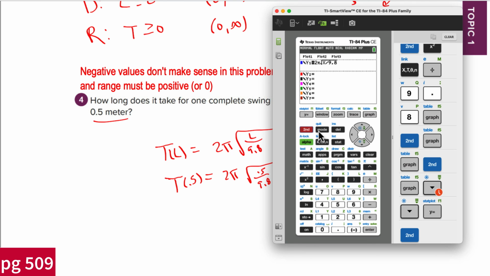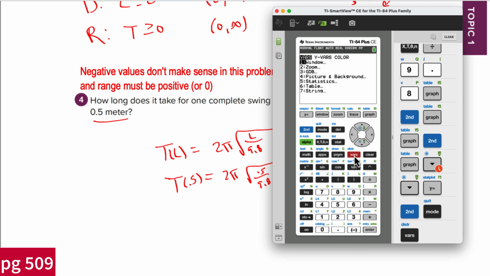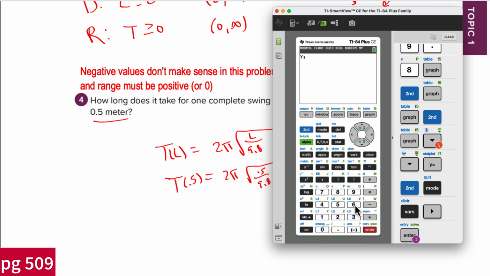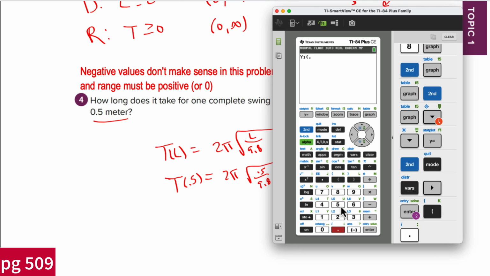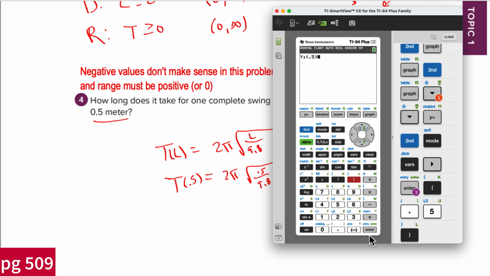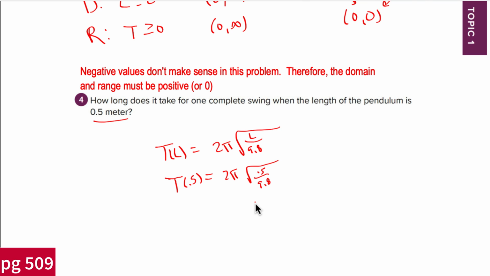I'm just going to quit. I'm going to hit vars, go to the right for Y-vars, the function, pull up Y1, and plug in a 0.5. And that'll just do it for me, right? 1.41. So I know this all equals 1.41, or you can do it manually, right? I like my calculator trick, though. That makes it nice and easy.